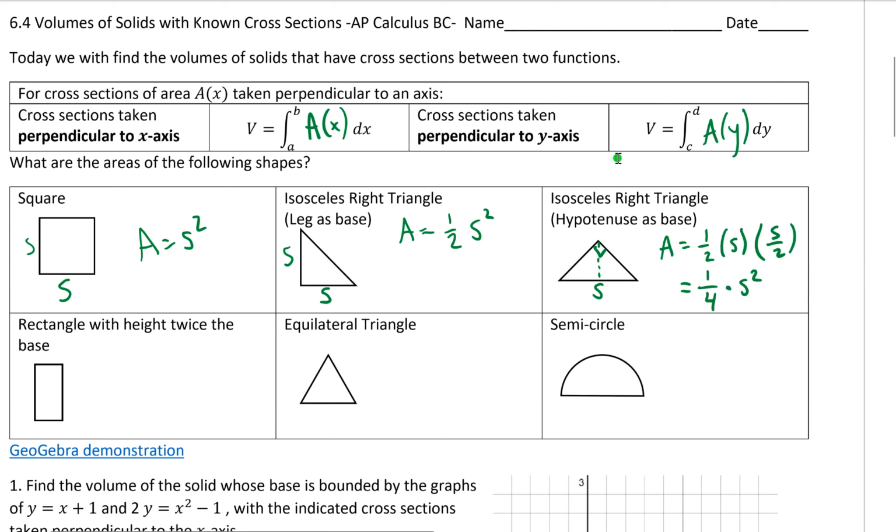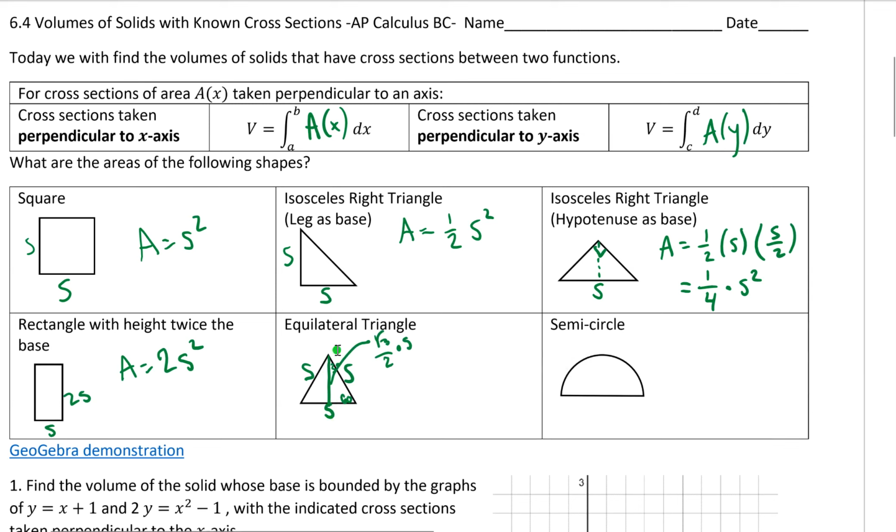That's pretty crazy, right? Now a rectangle with height twice the base, so if this is S and this is 2S, then the area is just going to be 2S squared because we times them together. Now this is a cooler one, the equilateral triangle, and I forget it every single time I do this, but if we label these all as S, S, S, then this height right here is what we have to figure out. Well, this is 60 degrees and that's 30 degrees. So that means the height will be square root of 3 over 2 times S.